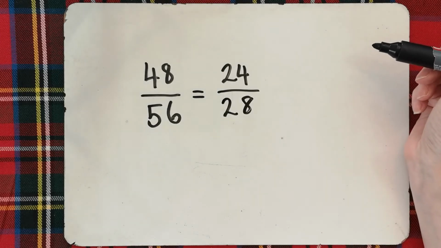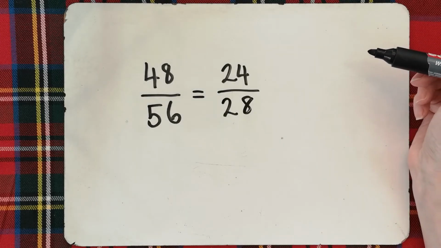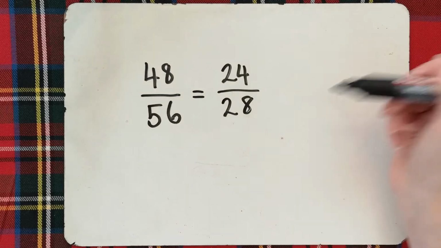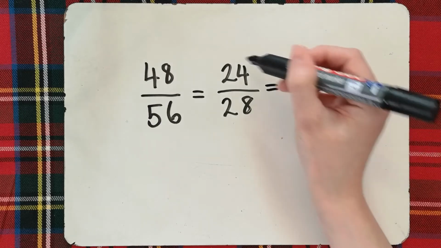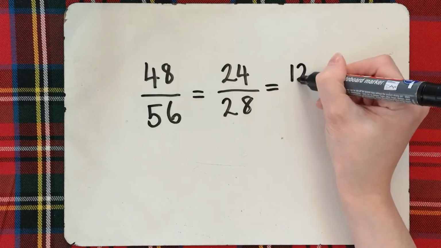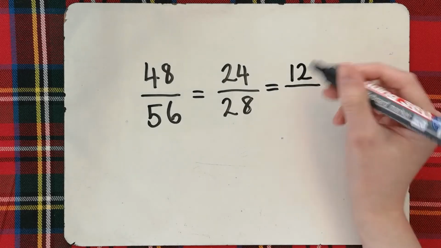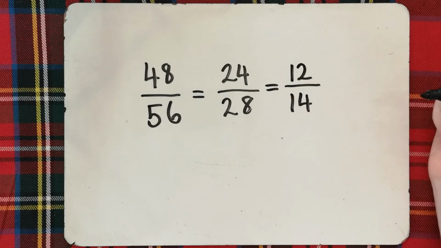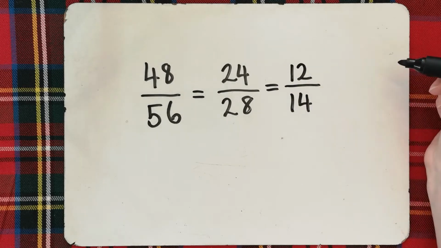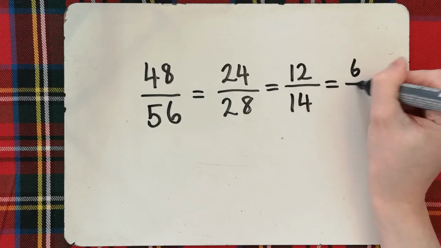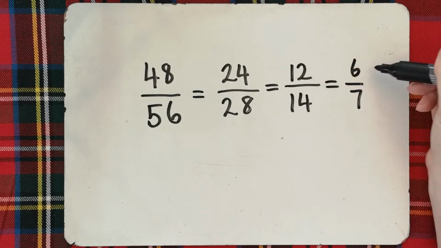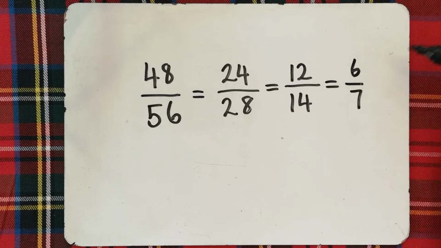I wonder if we can spot a times table those are both in. If we can't, they're both still even numbers, so we could just divide them by 2 again. So 24 divided by 2 gives me 12, and my 28 divided by 2 gives me 14. We could divide them by 2 again. 12 divided by 2 gives me 6, and 14 divided by 2 gives me 7. This is now in its simplest form. I can't divide 6 and 7 by any other number. So it's now in its simplest form.